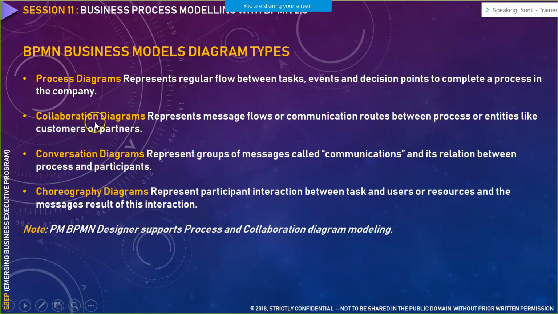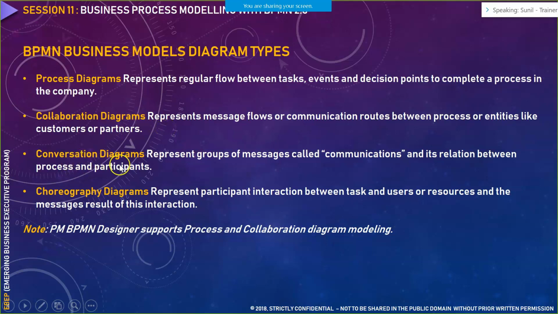So remember, this collaboration diagram is not the collaboration that we saw in UML 2.5. Both are two different things. Don't get confused on that part. This is more from a process perspective, and that is more from an interaction perspective. So there's a difference between process and interaction.